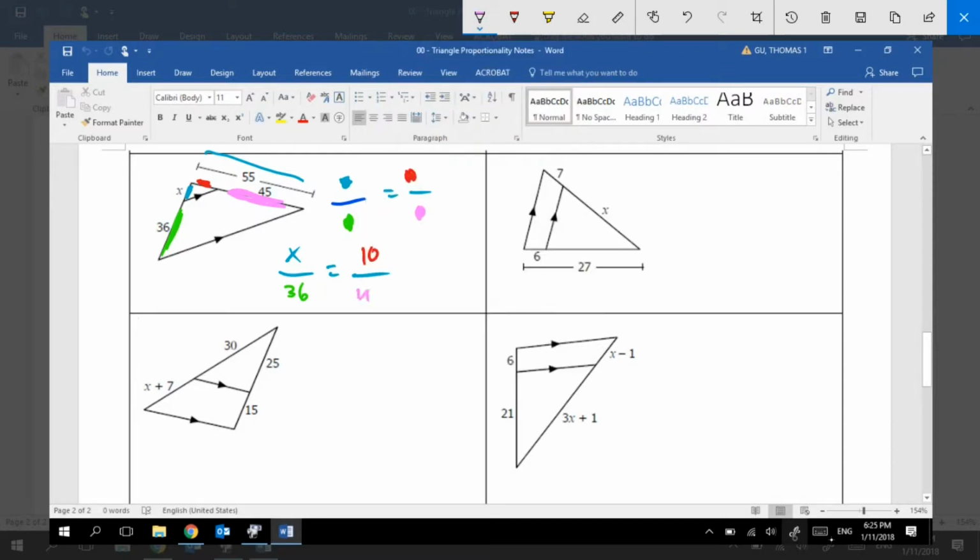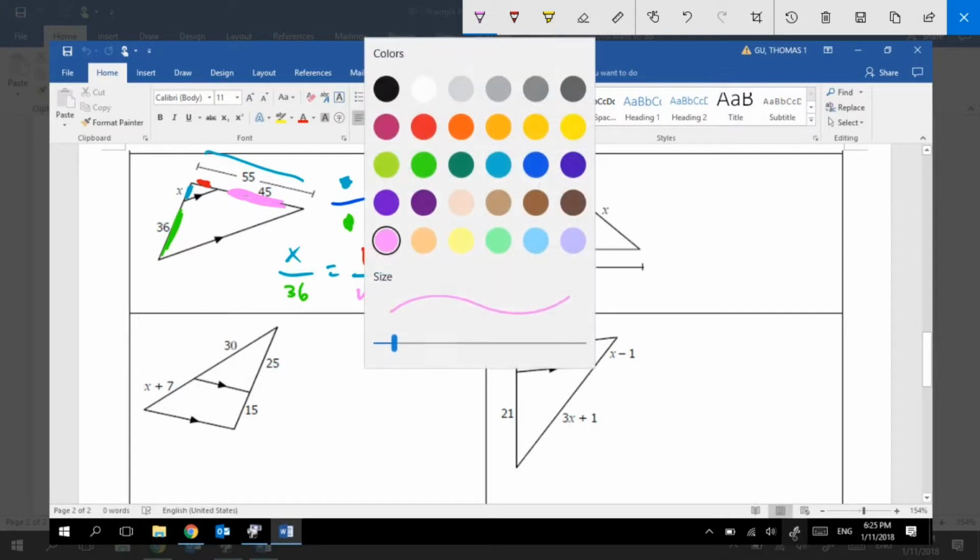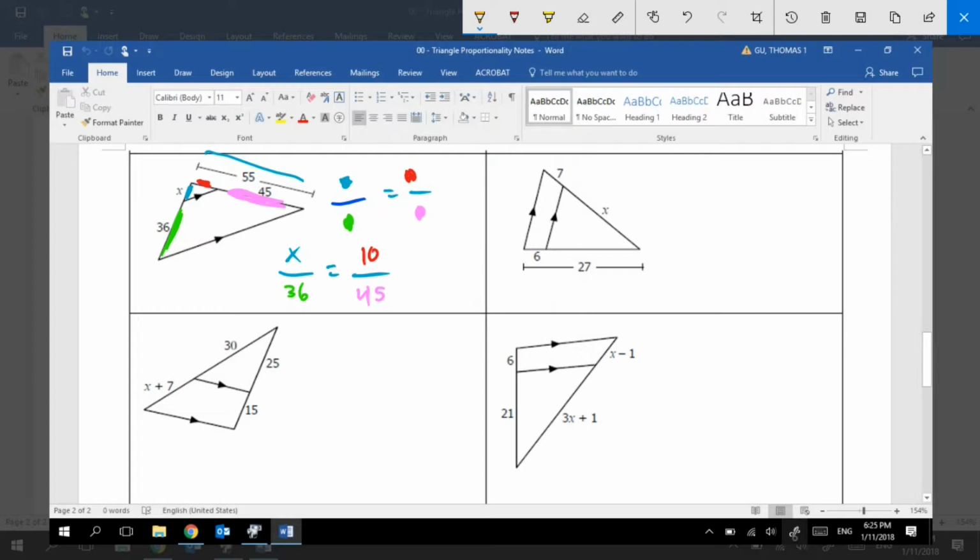Well, we got a cross product. You guys know how to do this, right? So we're going to use the cross product to find x. So x times 45 is 45x, and 36 times 10 is 360. Then if I divide both by 45, x equals 360 divided by 45, which is 8. X equals 8. And there it is.